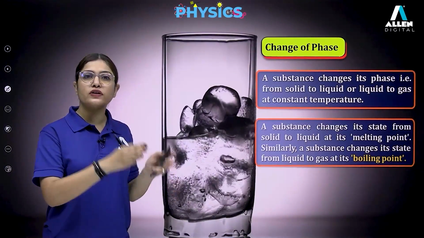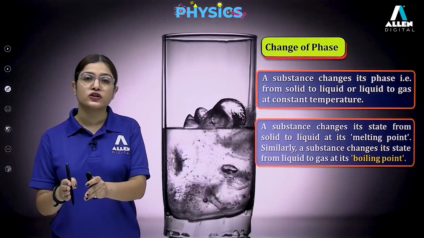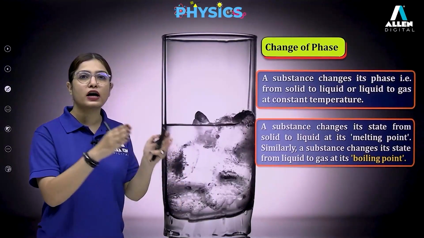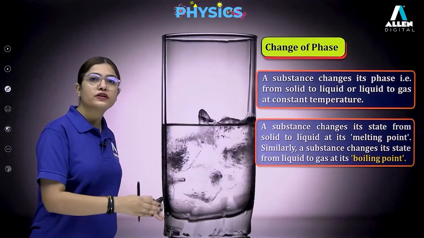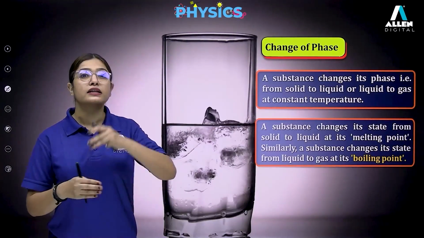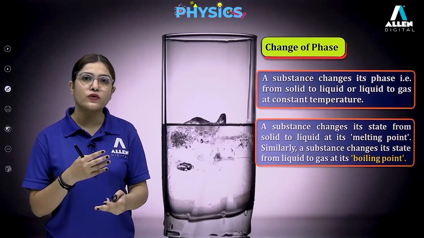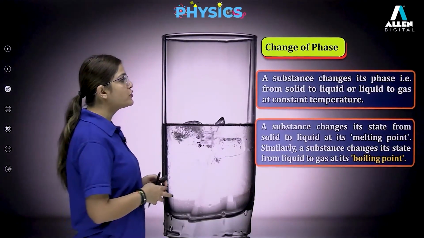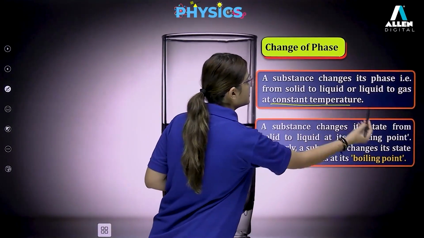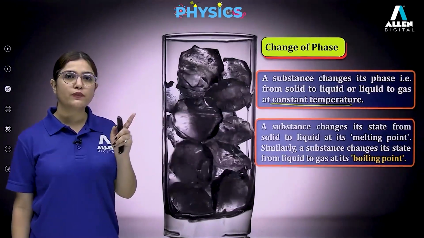Okay, so whenever the changes happen, that means solid can be converted into liquid or liquid can be converted into gases. These changes of phase are going to happen, but they also happen at a constant temperature. This is also a very important point.